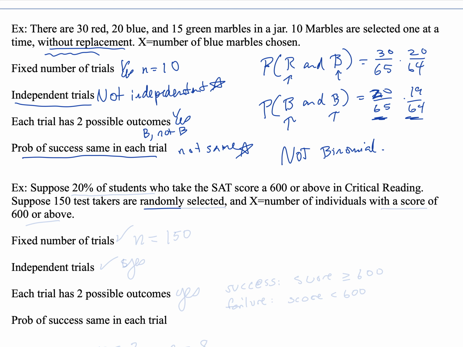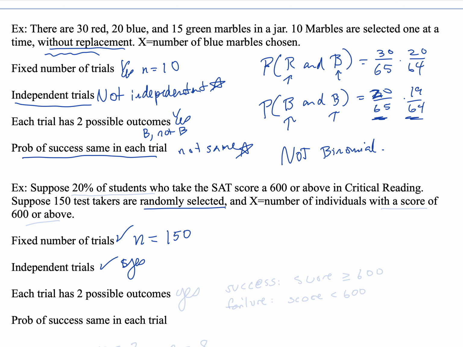All right, last one. Suppose 20% of students who take the SAT score 600 or above in critical reading. If 150 test takers are randomly selected, let X be the number of individuals with a score of 600 or above. So is this binomial? So first of all, is there a fixed number of trials? Yes. N, the number of trials, is 150. Are these trials independent? We would say yes, because these individuals are randomly selected. They don't have anything to do with one another.